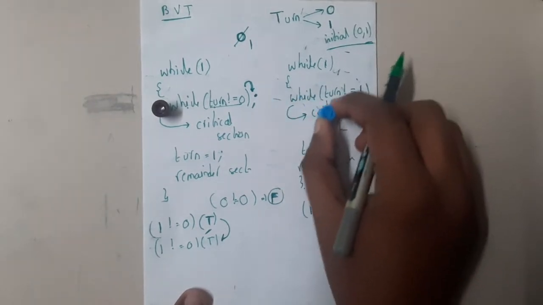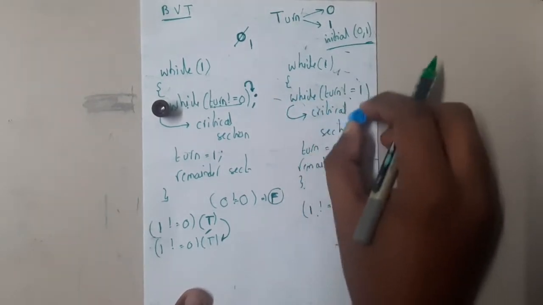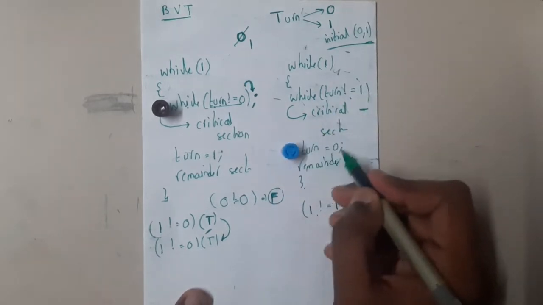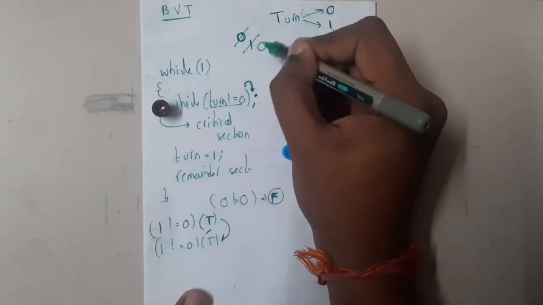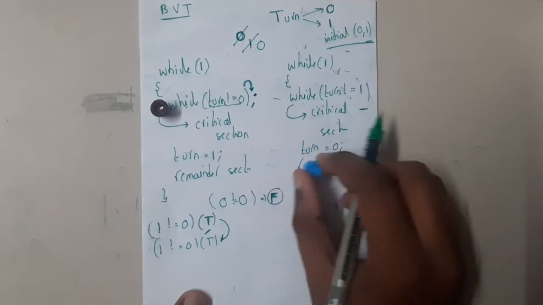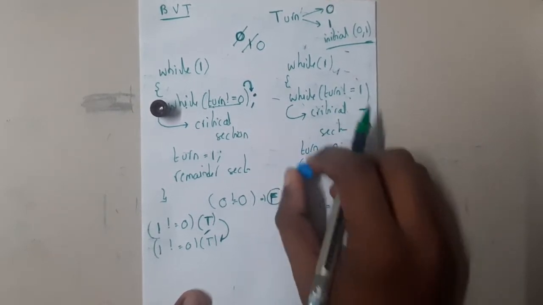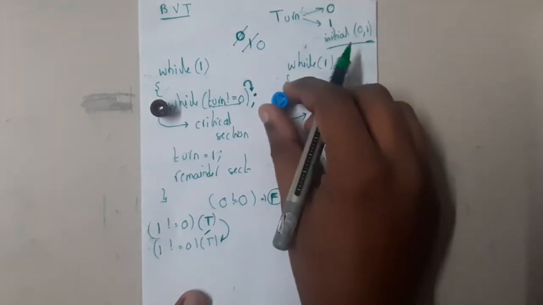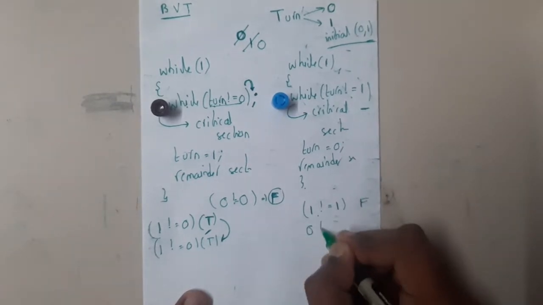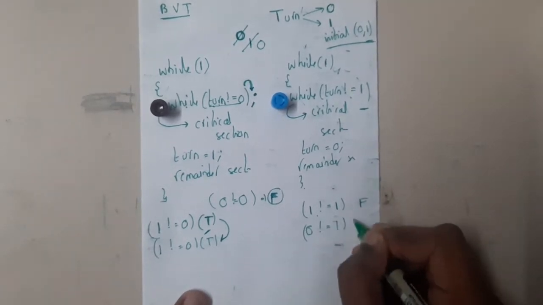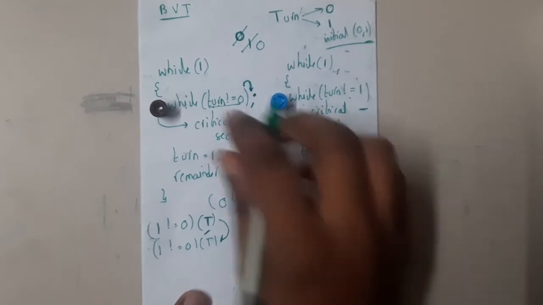So he will continue his critical section code, he will execute, and he will make the turn equal to 0 now. Okay, so once he made the turn equal to 0, he will complete the execution of the remainder code, and he will come back here. So if he wants to join again, now it is 0 not equal to 1, means now he will be in a trap, right? Yes. So now this guy can continue.